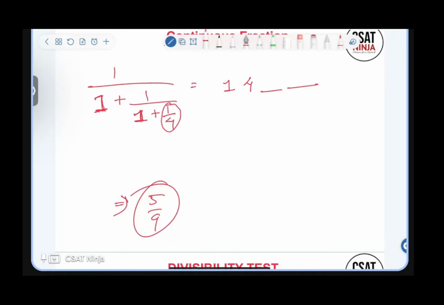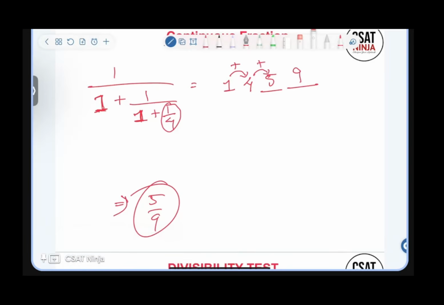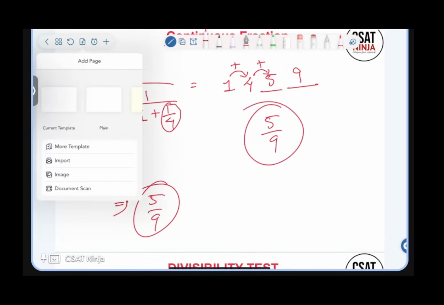After that, you do a continuous sum. 1 plus 4 will give me 5. 4 plus 5 will give me 9. So the answer here is, since we have written the numerator first, that means this number here is the numerator. 5 divided by 9 is the answer there. I hope you're following that.